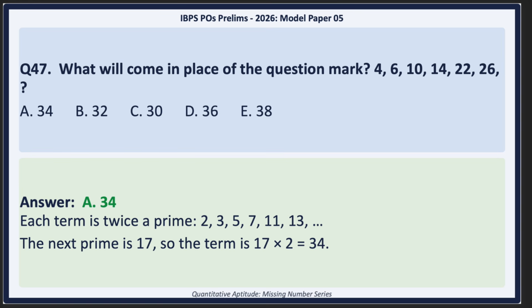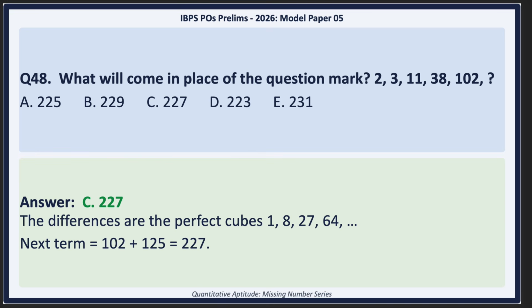Okay, what about question 48? The series is 2, 3, 11, 38, 102. Now, on the surface, that just looks like noise. But if we write out the gaps between those numbers, we get 1, 8, 27, and 64. Which are perfect cubes. 1 cubed, 2 cubed, 3 cubed, 4 cubed. Precisely. Once the skeleton key exposes that underlying structure, you know the next gap must be 5 cubed, which is 125. Add that to 102, and the missing number is 227.